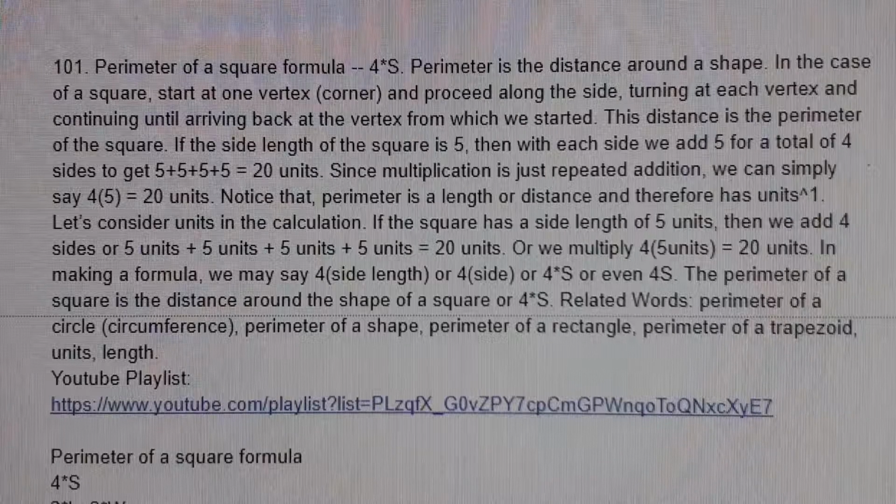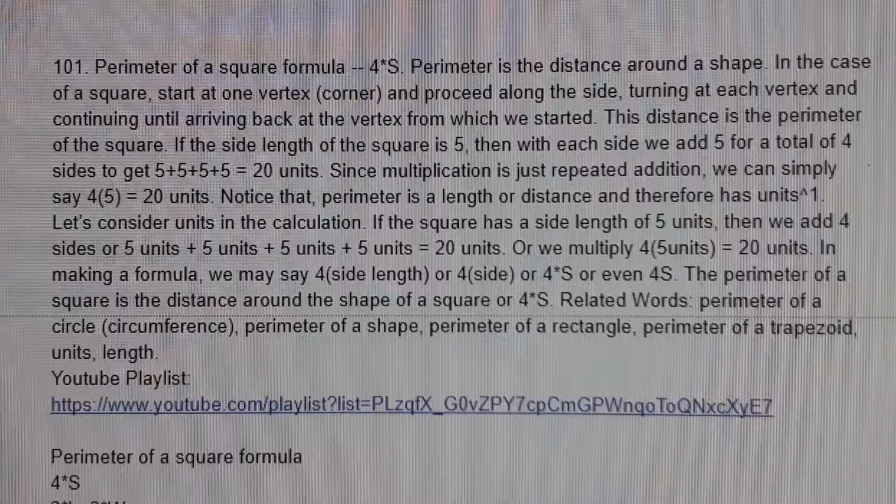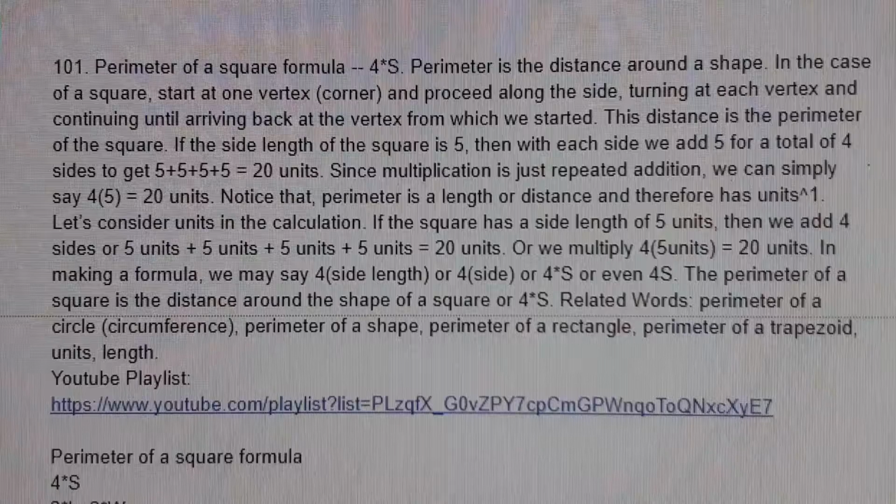Related words: perimeter of a circle (circumference), perimeter of a shape, perimeter of a rectangle, perimeter of a trapezoid, units, length.